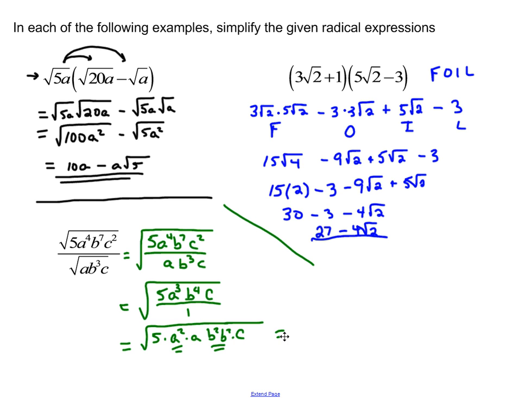So we're actually going to have a times b squared multiplied by the square root of what's left over, which is 5a and c. That's going to be our simplified form.